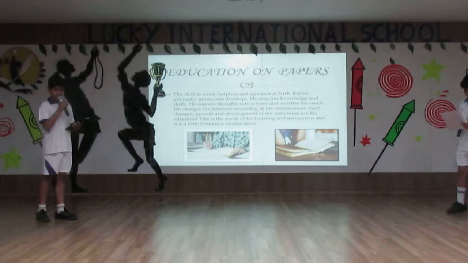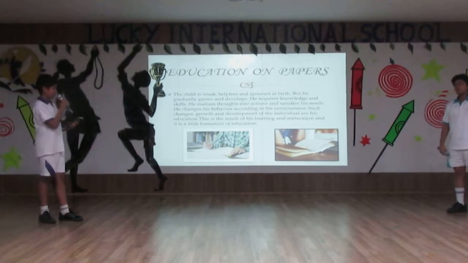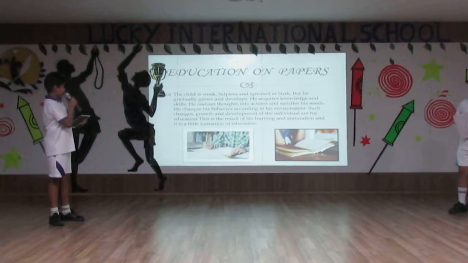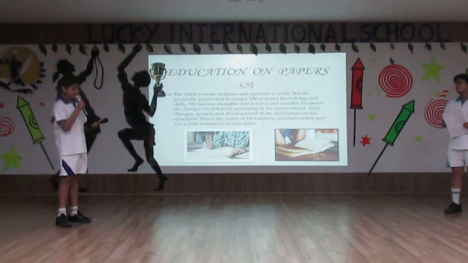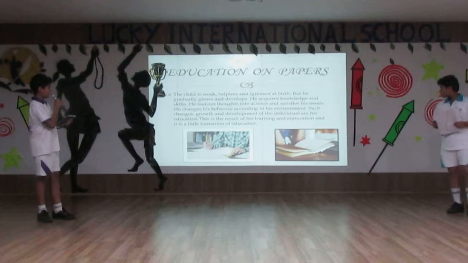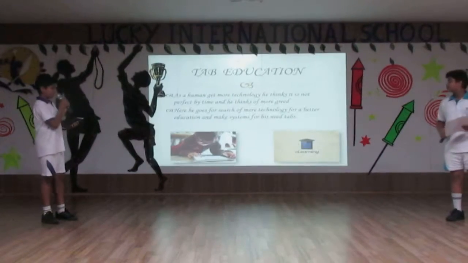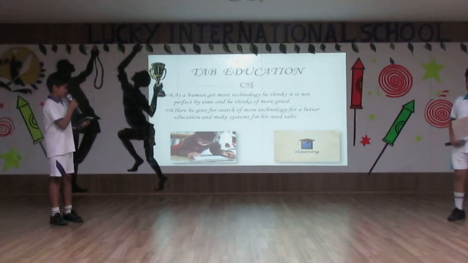Education on paper. The child is weak, helpless, and ignorant at birth. But he gradually grows and develops. He acquires knowledge and skills. He realizes thoughts into actions and satisfies his needs. He changes behavior, and these things are his education.